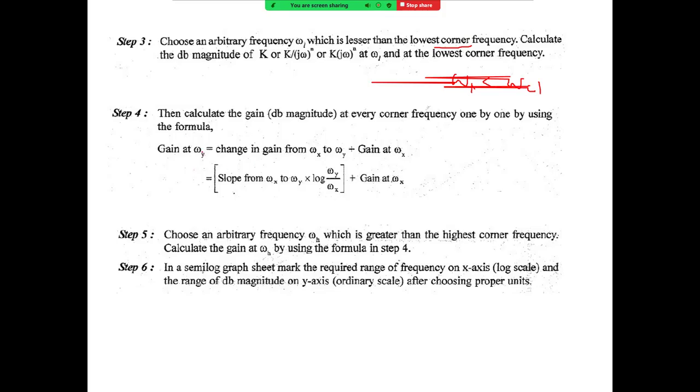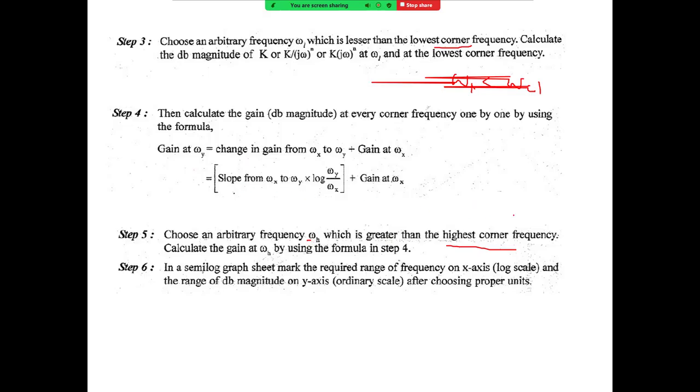We continue like that until all the corner frequencies are covered, and then we take one more frequency, omega h, which is greater than the highest corner frequency. Again we use the same formula, so that we can get all the gain values. Then finally we can draw the graph.